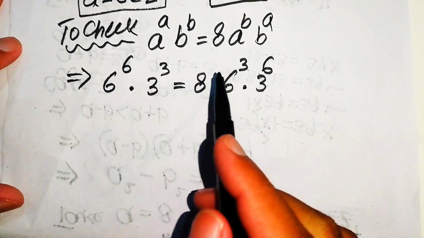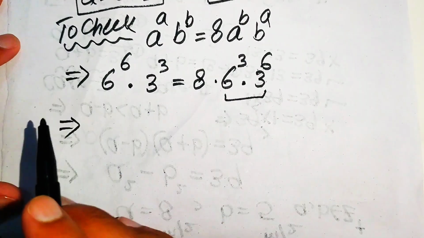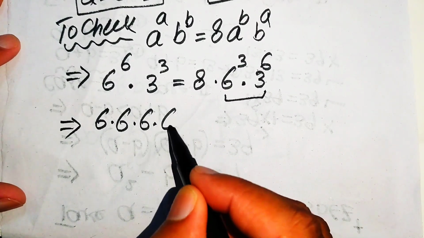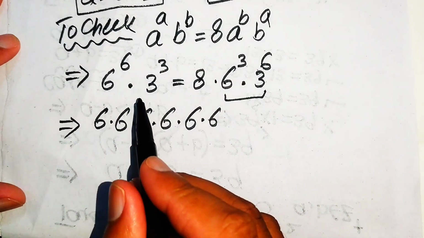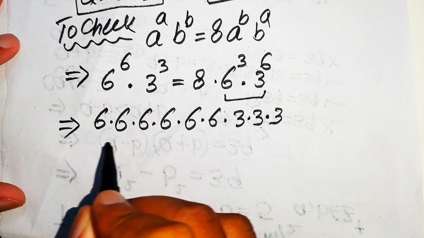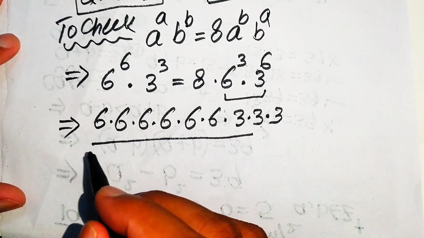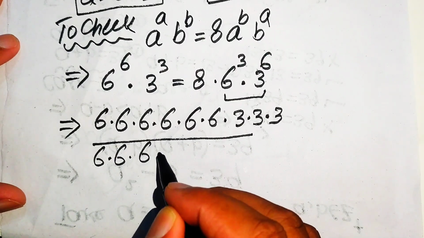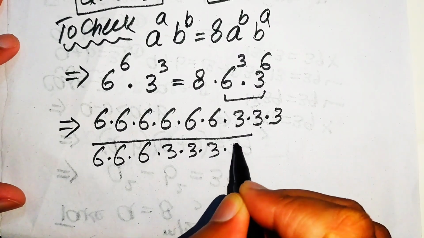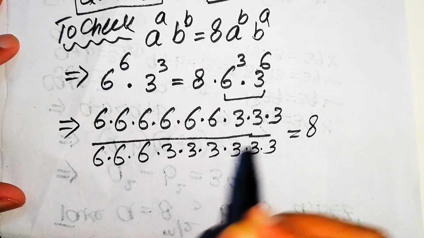And now in the next step we move these two terms to the left hand side. Here first you see that we have 6 to the power of 6. It means that we multiply 6 by itself 6 times in this way. After that we have 3 to the power of 3. It means that we multiply 3 three times, and it is divided by 6 to the power of 3 and 3 to the power of 6. So we write this 6 to the power of 3 as 6 multiplied 3 times, and we write this 3 to the power of 6 as 3 multiplied 6 times. Okay, in this way, and its right hand side is equal to 8.